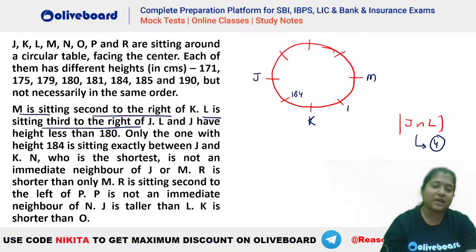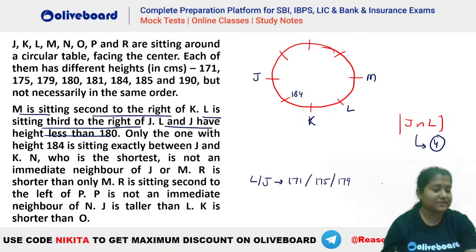So you can place your L as well. So this will be your L. Now L and J have heights less than 180. So if they have heights less than 180, you can see that L and J have the possibility for 171, 175 and 179 centimeter, either of the three, isn't it?